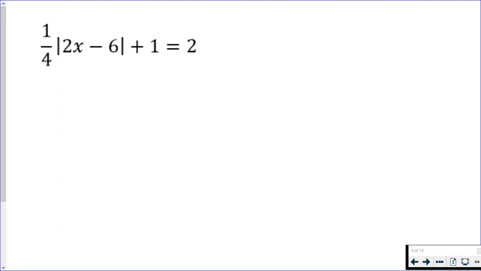So first thing I'm going to do is subtract 1 over to the other side. Do not add 1 into the absolute value. You always want to move things away from the absolute value.